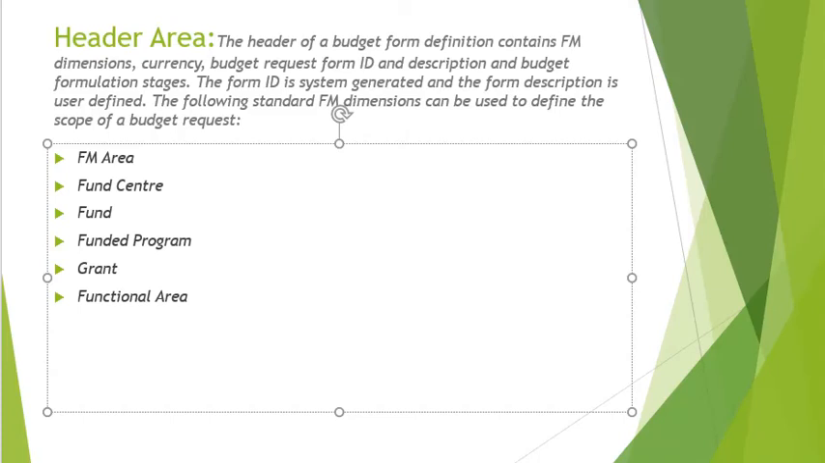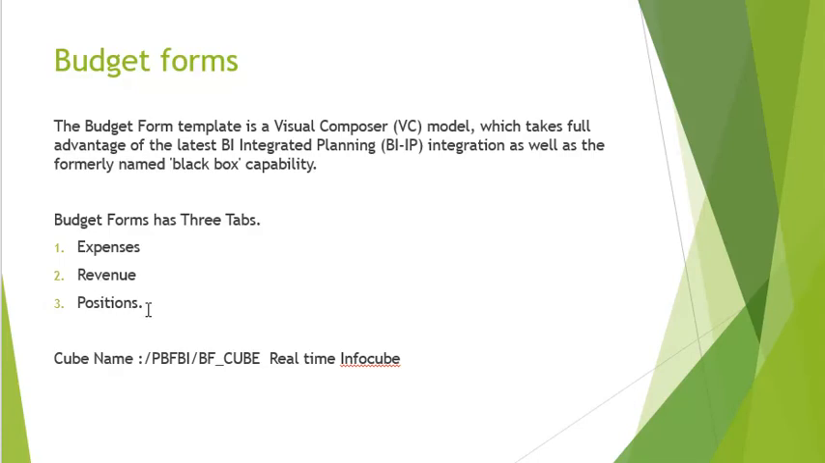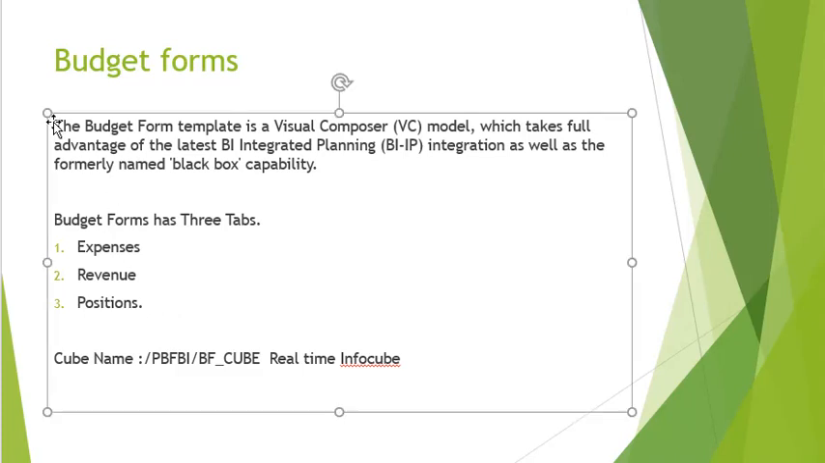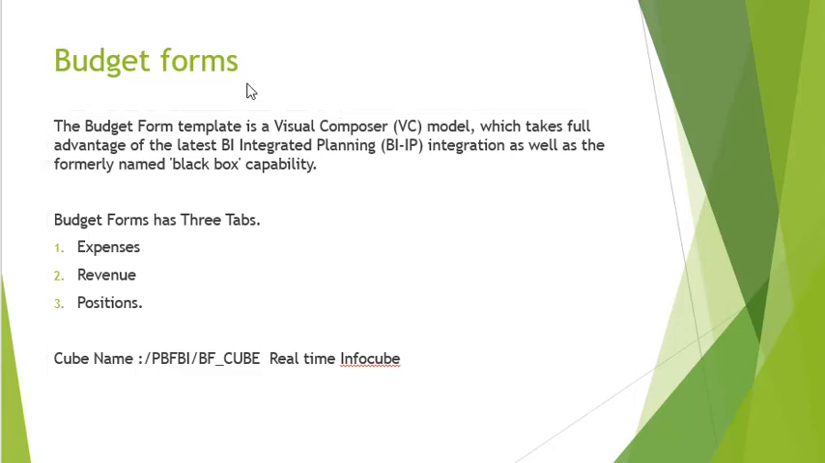Coming to the budget form, in the expense, revenue and position tabs, SAP delivered 2 years of forecasting, current year and next year. If organizations want to implement 3 years or 4 years, that depends upon their requirement. They can enhance this budget form template. For this reason, SAP PBF calls the budget form a template. Using this template, the organization can enhance their functionalities.